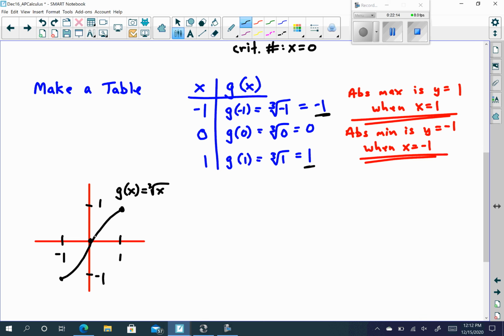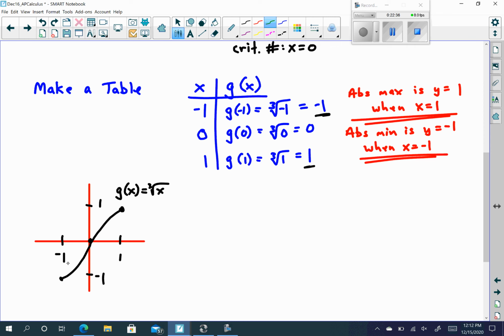So if you notice, even though 0 does show up, when we get to it, it's actually called something else. The point at 0 is not a max or a min, but it's something else related to the behavior of a graph. But right here, we have an absolute max at y equals 1 when x is 1, and then we have an absolute min over here.